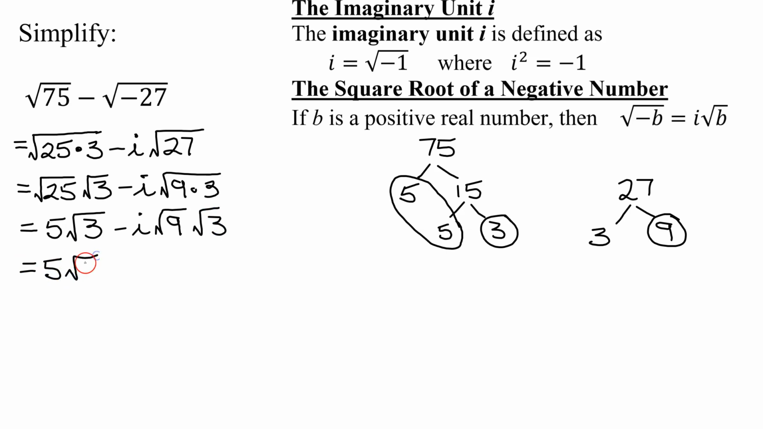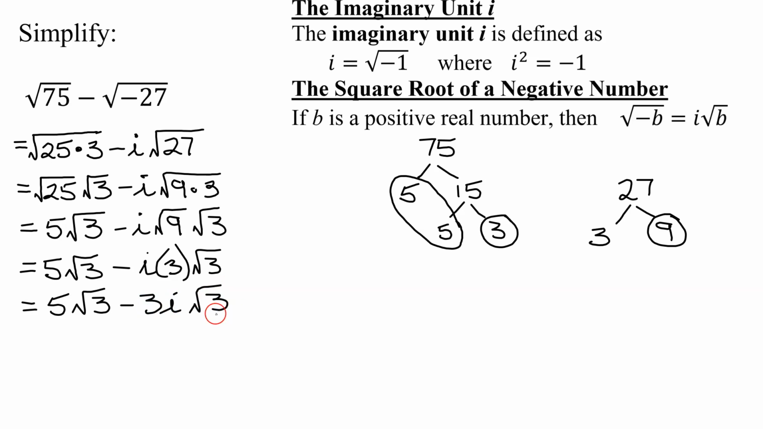First term is totally simplified, leave it alone. So I have i times, what's the square root of 9? 3 times the square root of 3. So tidying it up, I have 5 times the square root of 3 minus 3i times the square root of 3. Now notice these both have square roots of 3's in them, but the second one is an imaginary term. This is real. You cannot combine them. That is your simplified answer.